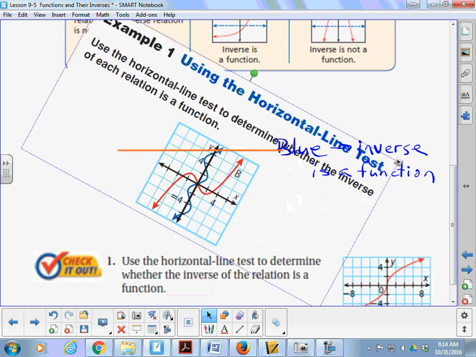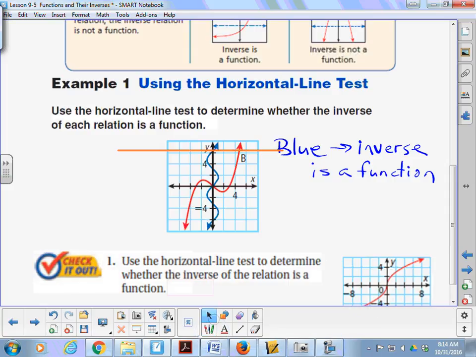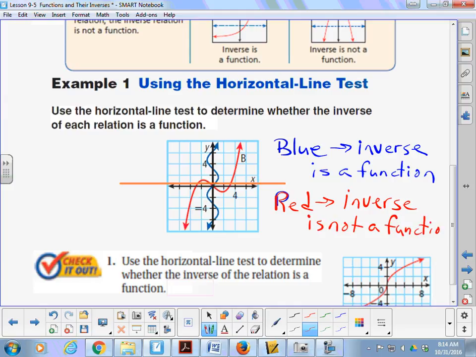The red line, though, the red line here, we've got a few spots where the horizontal line test fails. So the red line, the inverse is not a function, just because it fails the horizontal line test.